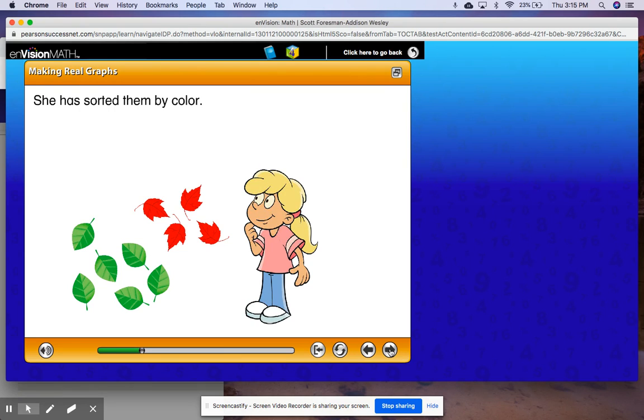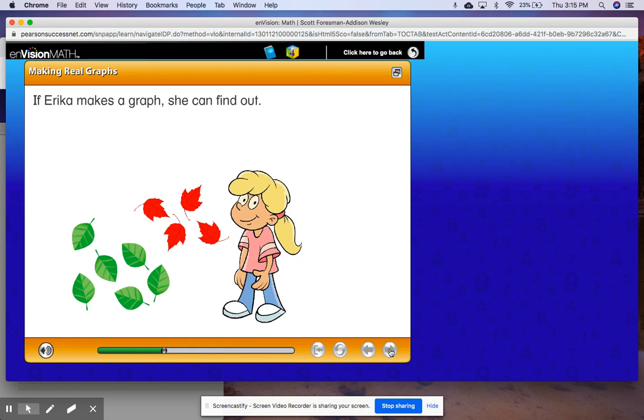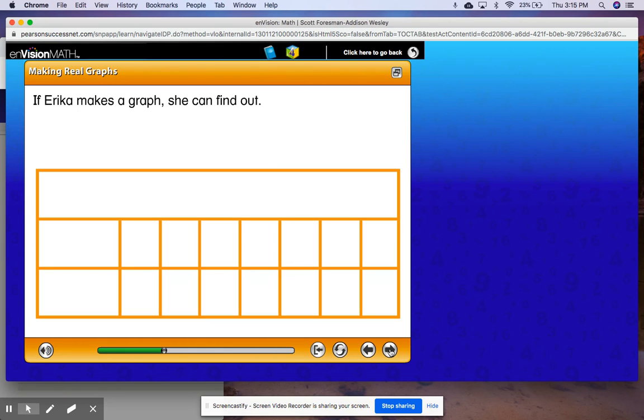She has sorted them by color. If you're looking now at the leaves, you can see that they are in two separate groups of color. She has all of her red leaves together and all of her green leaves together. Does she have more red leaves or green leaves? How many more? This is the question that we are going to explore in our video today. And the way that we are going to do it is by making a graph. If Erica makes a graph, she can find out.